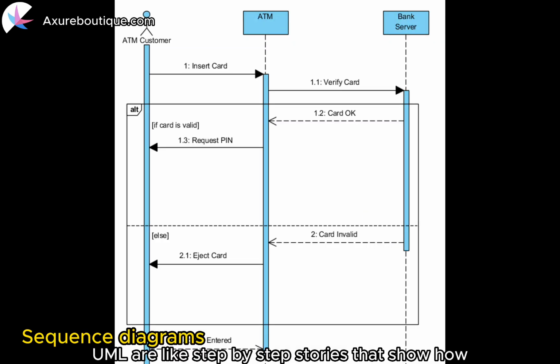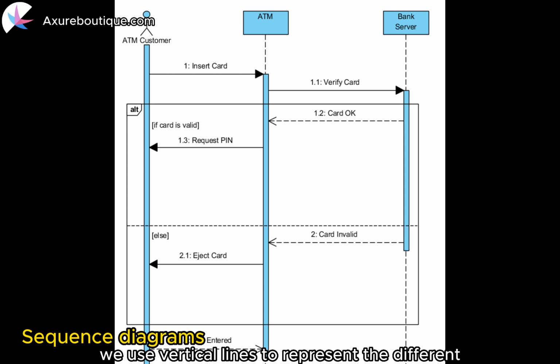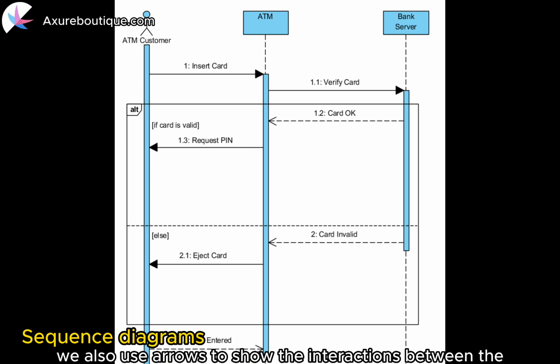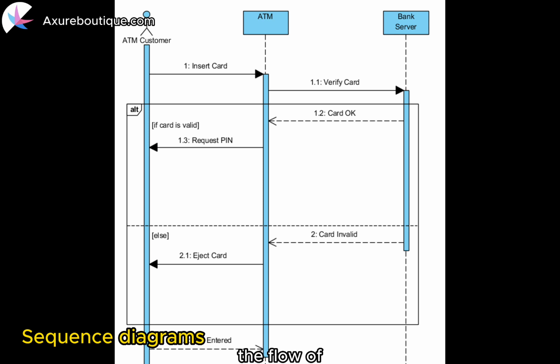Sequence diagrams in UML are like step-by-step stories that show how objects talk to each other and the order in which they do it. They help us understand how things happen in a specific situation. In a sequence diagram, we use vertical lines to represent the different objects or actors involved. Each object has its own line. We also use arrows to show the interactions between the objects and the order in which they happen. Sequence diagrams are important because they give us a clear picture of how objects communicate and work together in a specific scenario. They help us understand the flow of actions and the sequence in which things happen.